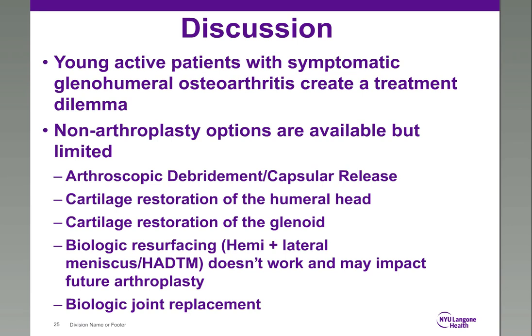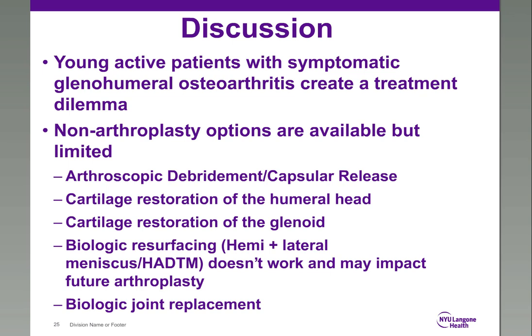So to pull it all together, what I've hopefully presented, and which you all acknowledge, is that young active patients with symptomatic glenohumeral arthritis are truly a treatment dilemma. It's because they're young, they have high functional demands, and historically, worries about glenoid component loosening have limited our desire to utilize a total shoulder replacement amongst these patients. As you've seen, non-arthroplasty options are available, but they really are limited.